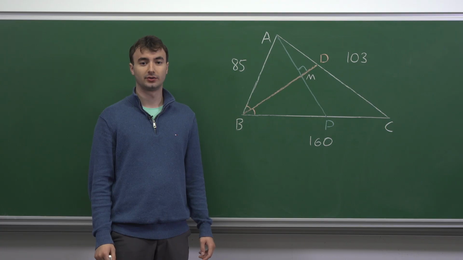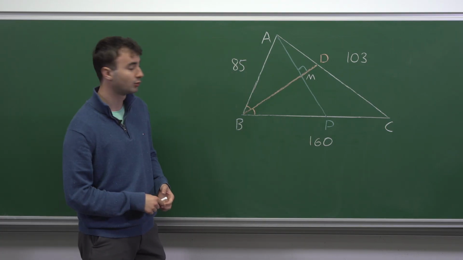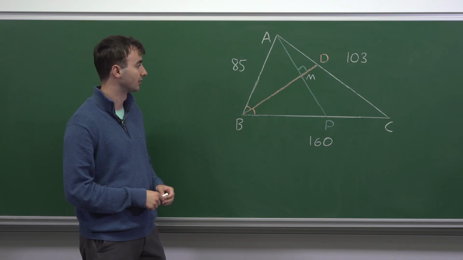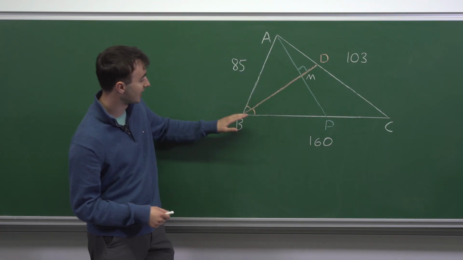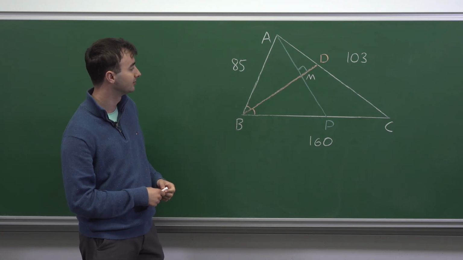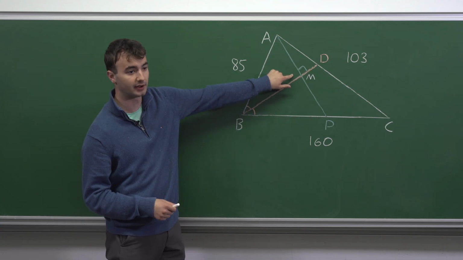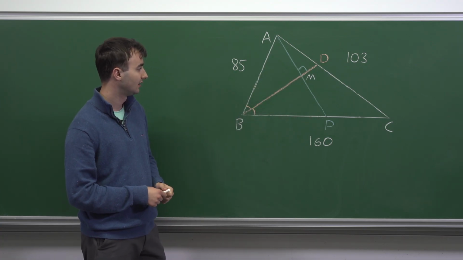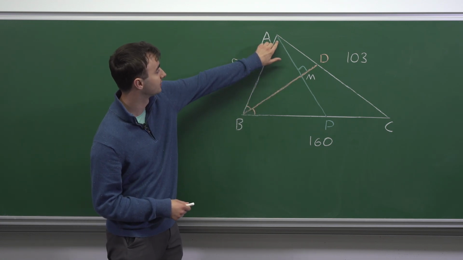In this question, we're given triangle ABC, and we're also given the side lengths of this triangle. We have the line BD, which is the angle bisector at B, so these two orange angles are equal. And we have the line AP, which is perpendicular to the angle bisector. The first thing we're asked to do is to show that M is the midpoint of line AP.